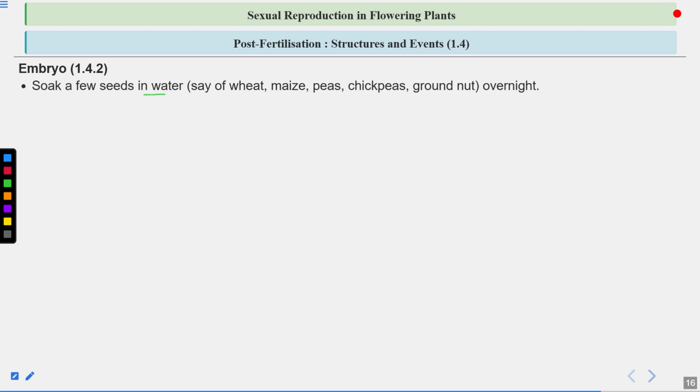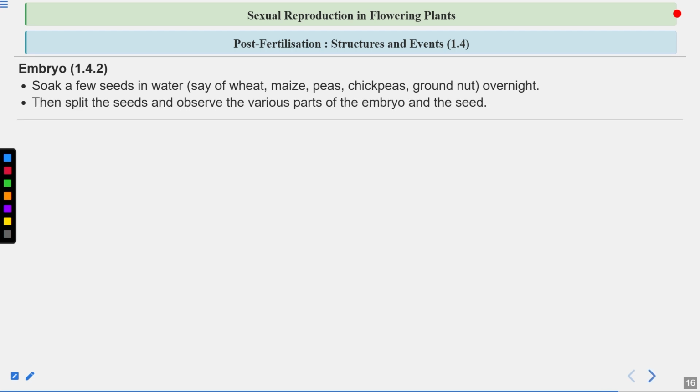Soak a few seeds in water. Now there is an activity that you have to do: take some seeds and soak them in water, say wheat, maize, peas, chickpeas, groundnut, over a night. You soak them over a night and then split the seed and observe the various parts of the embryo and the seed. You can do it at your home.